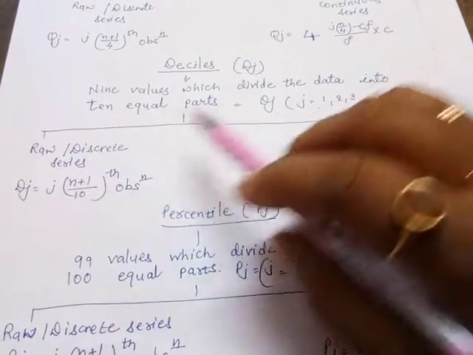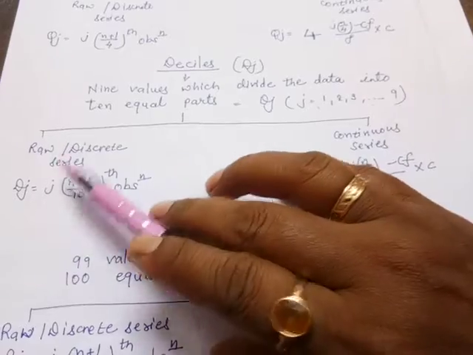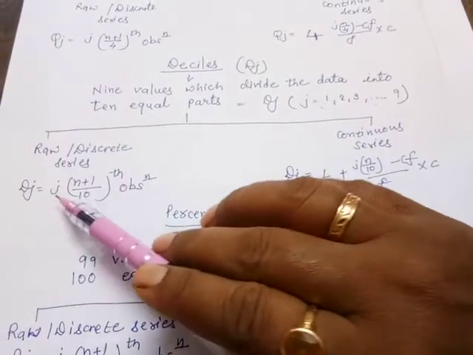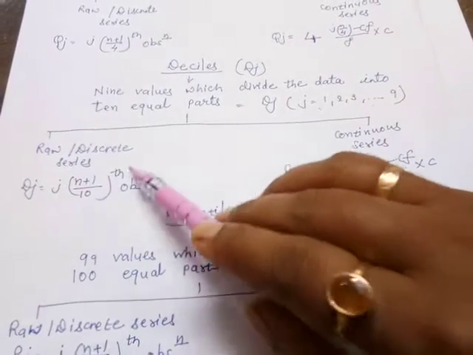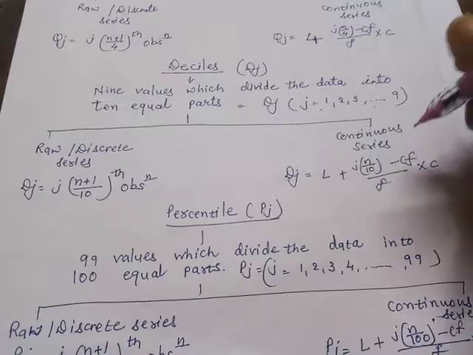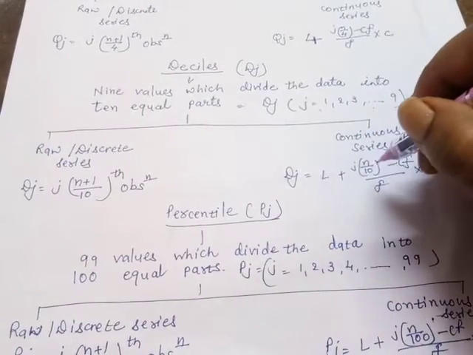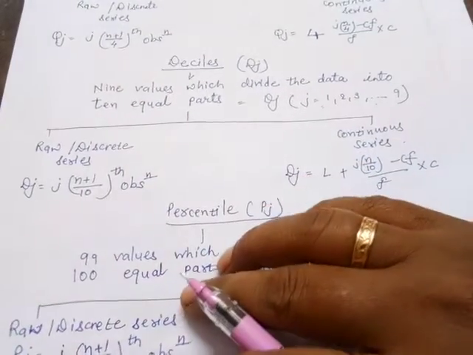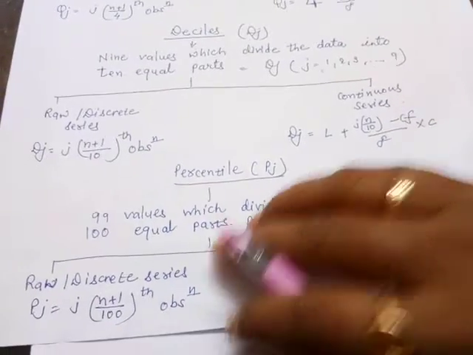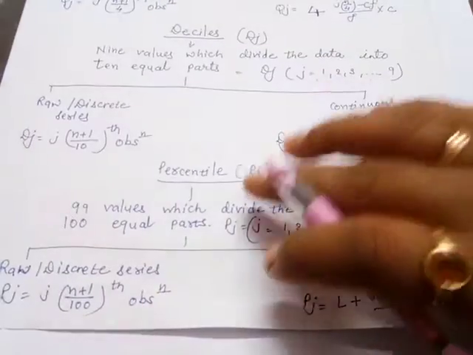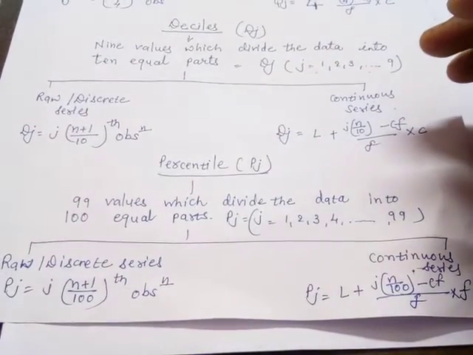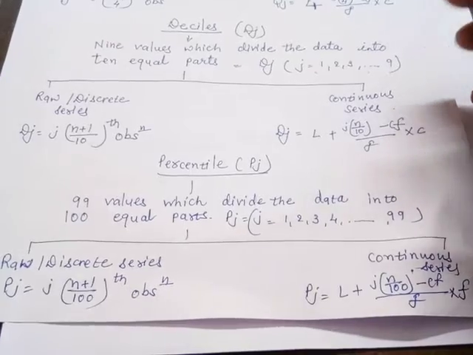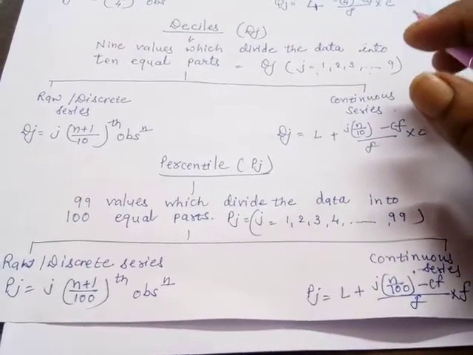The formula for the decile, for raw data or discrete series, is J in bracket n plus 1 upon 10th observation, and for continuous series, L plus J in bracket n by 10 minus Cf upon f multiplied by C.